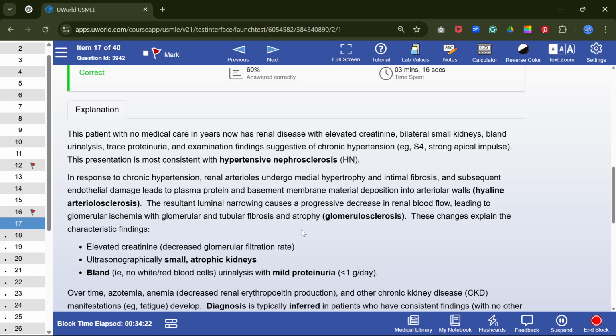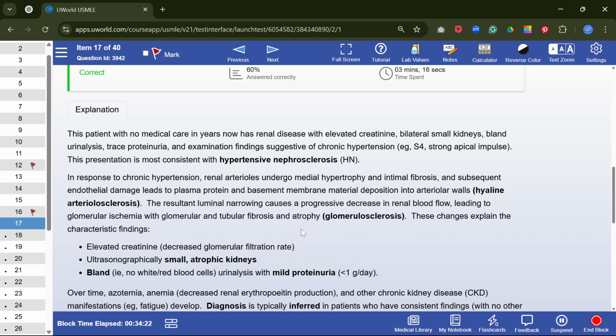nephrosclerosis. In response to chronic hypertension, renal arteries undergo medial hypertrophy and intimal fibrosis, and subsequent endothelial damage leads to plasma protein and basement membrane material deposition into the arteriolar walls, hyaline arteriolosclerosis.